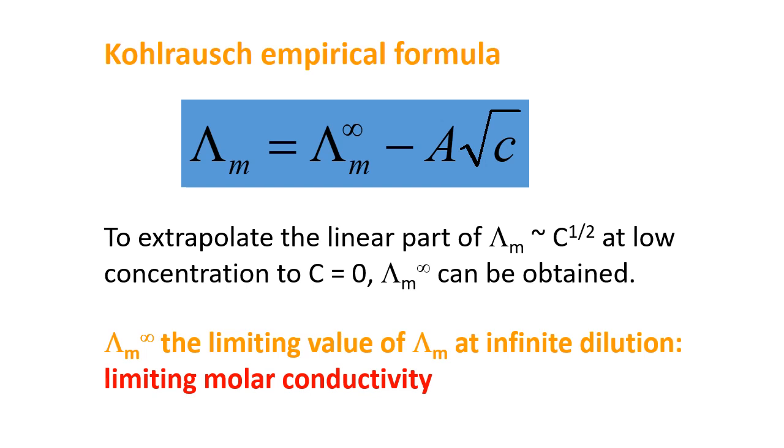So at very low concentration, or tending to 0, lambda m infinite is obtained, which is the highest one. That lambda m infinite is the limiting value of lambda m. Why? Because it is the maximum. So lambda m infinite is nothing but molar conductivity at infinite dilution. It is also known as limiting molar conductivity. In different numericals, you will have this type of terms, lambda m infinite or limiting molar conductivity, etc.